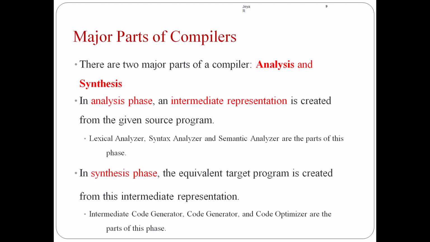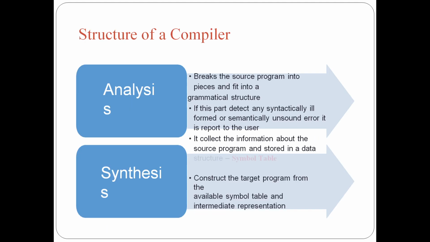Here we have two major parts of the compiler: one is the analysis phase and the other is the synthesis phase. We have 6 phases available in compiler design. The first 3 phases come under the analysis phase, that is the lexical analyzer, syntax analyzer and semantic analyzer. In the synthesis phase, we have another 3 phases, that is intermediate code generation, code optimization and code generation. These come under the synthesis phase.